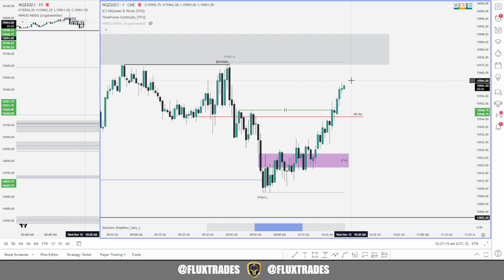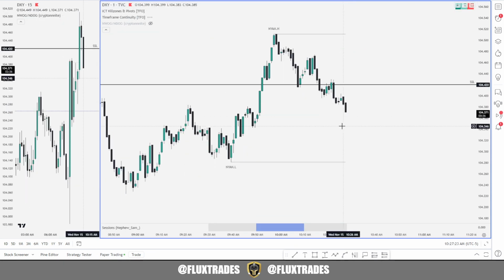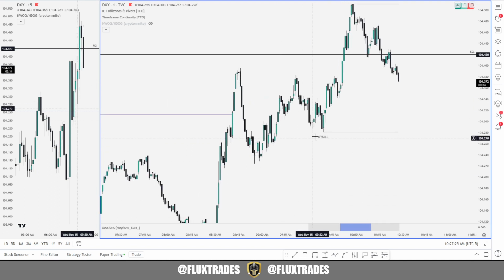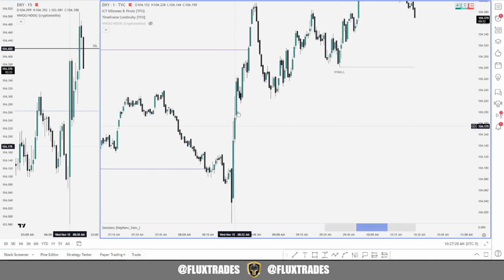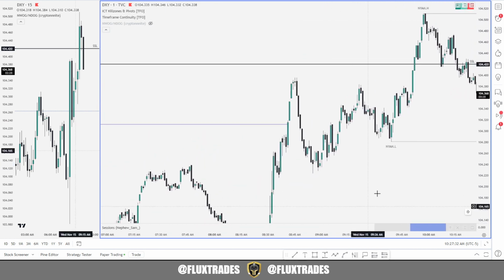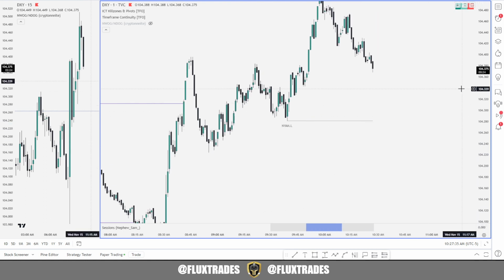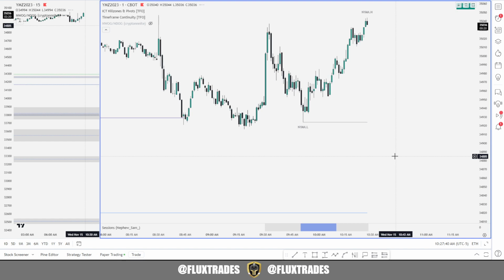So SMT is going to go away. Let's take a look at DXY. Dropping off. We have the AM low and target. More gaps over here with the 830 news. Put an alarm there.